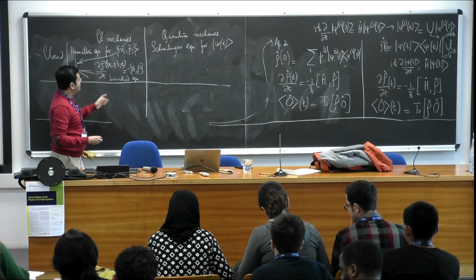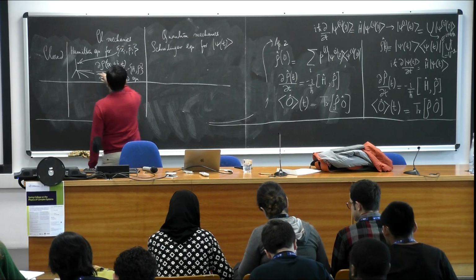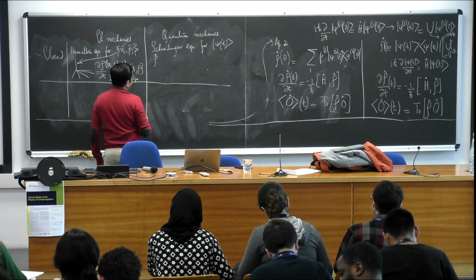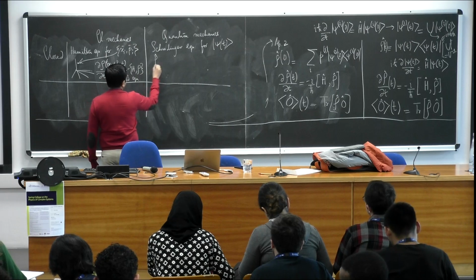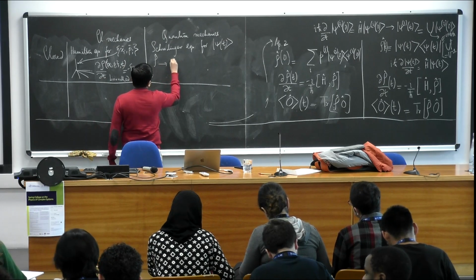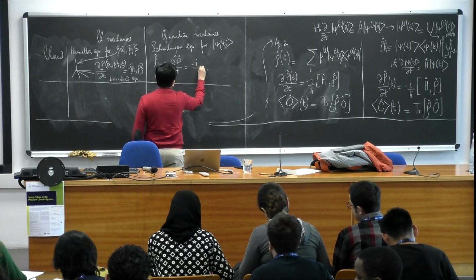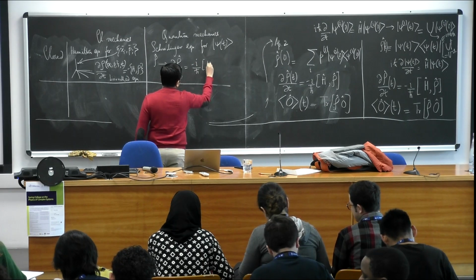Okay. In the quantum case, what do I do? Instead of defining the phase space density, I have the density operator. And the time evolution equation is del rho del t is equal to minus i by h bar of h rho.